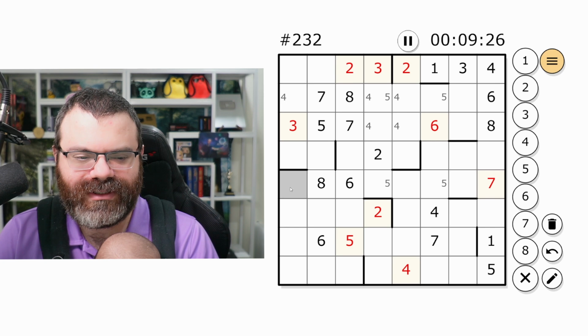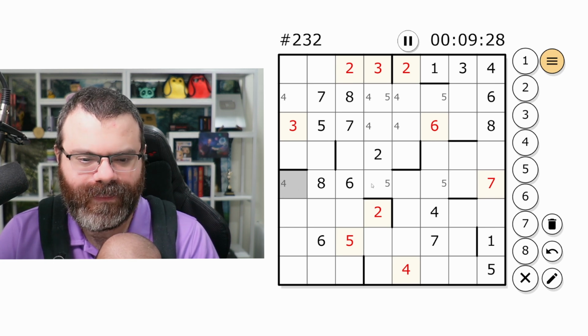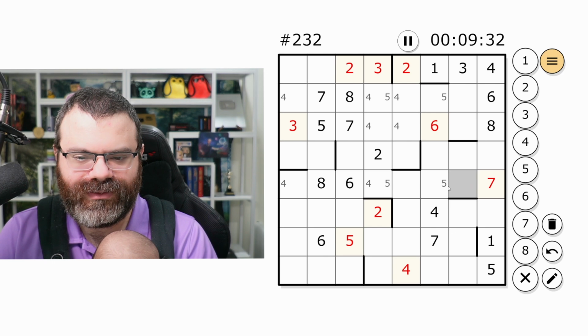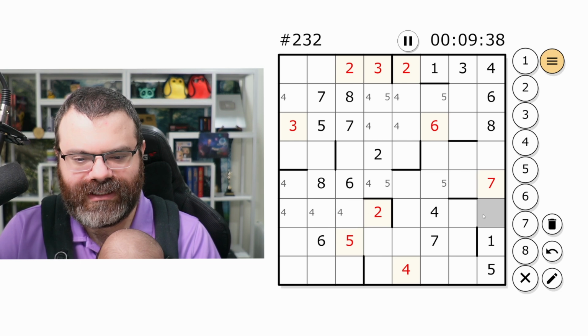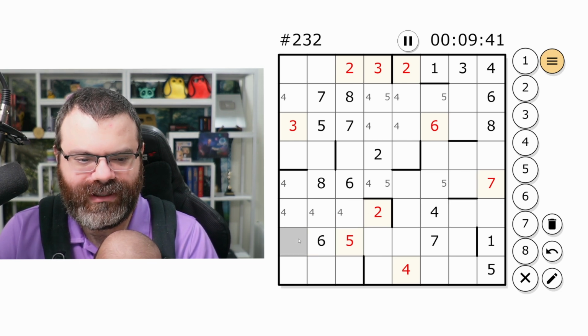So none of these need 4s. This needs a 4. It could come from here or from here. This has a 4. This has a 4. 2 length. Okay. This row needs a 4. It could come from here or here or here. This has a 4 already. We need a 4 here. 3 length 4. Here we go.